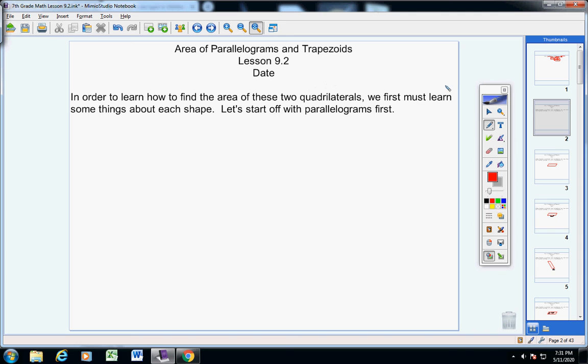In order to learn how to find the area of these two quadrilaterals, parallelograms, and trapezoids, we must first learn some things about each shape. So let's start off with parallelograms first. In your notes, I would copy down a parallelogram and then write down some things about this first. First of all, guys, a parallelogram always has 4 sides, and that's why it's called a quadrilateral.